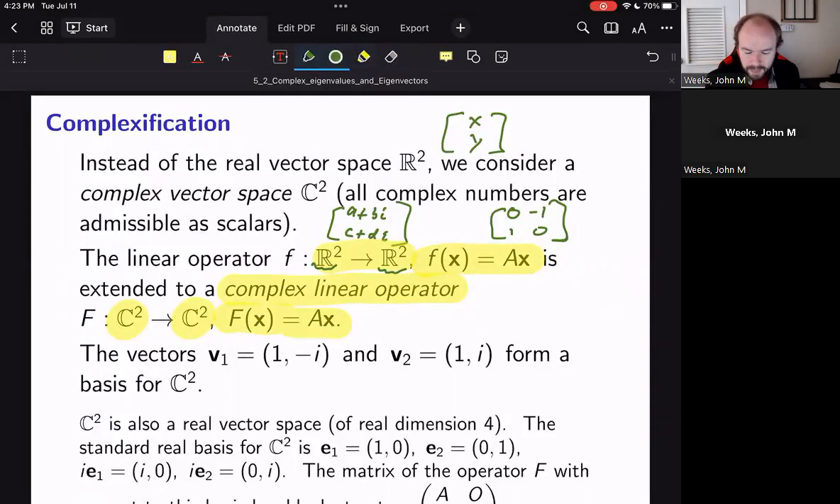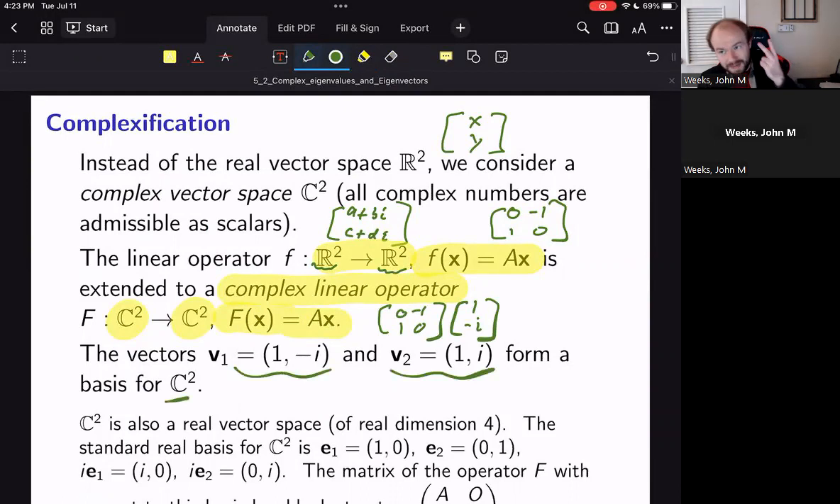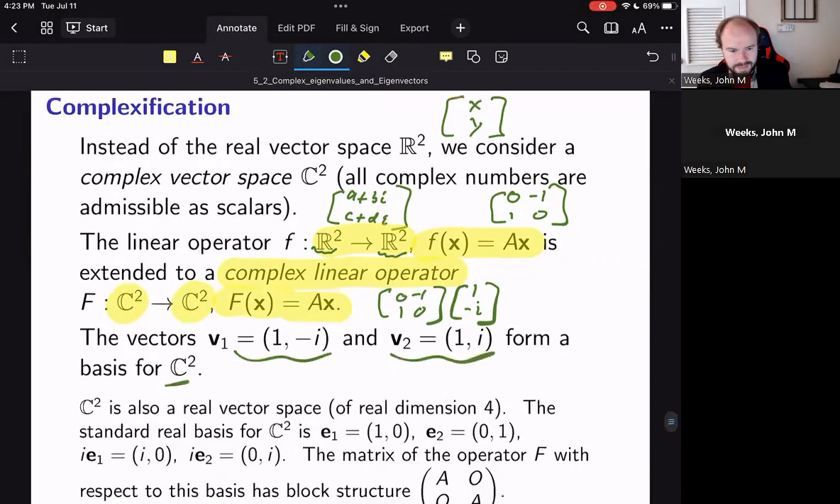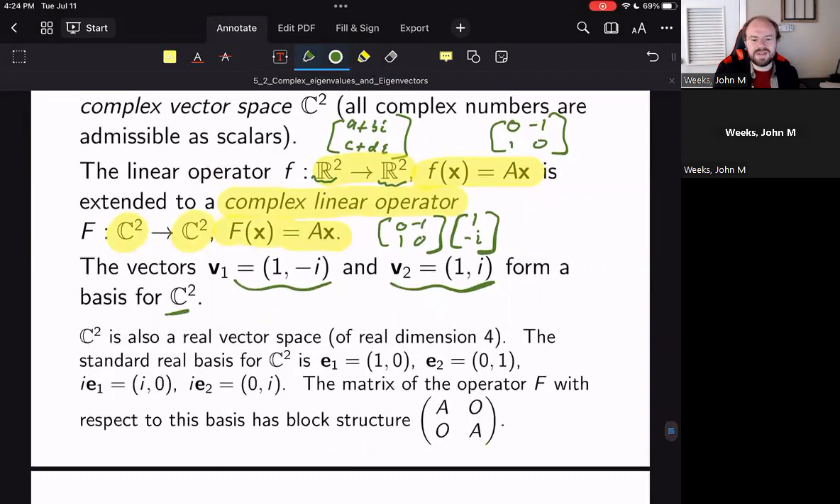A is still the operator 0, -1, 1, 0. But now we're allowing ourselves to multiply times complex vectors, vectors with complex numbers inside of them. So now these vectors form a basis of C2, dimension 2 over C, with 2 vectors inside of them. This is the notation. This is the stuff that we were talking about before, that C2 is also a real vector space, meaning it has real dimension 4. Namely, if you look at this as R4, it's got 4 components that you can put in for it. The standard real basis for C2 is given as below: 1, 0, 0, 1, the standard basis for R2, and then the same thing for i, 0 and 0, i.